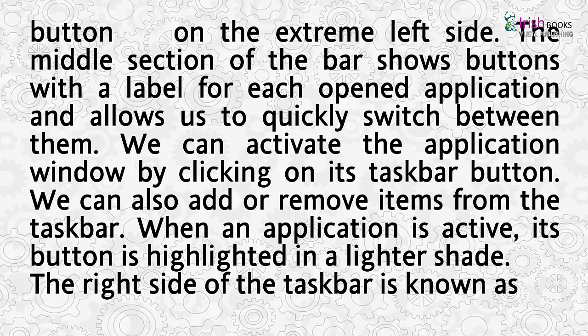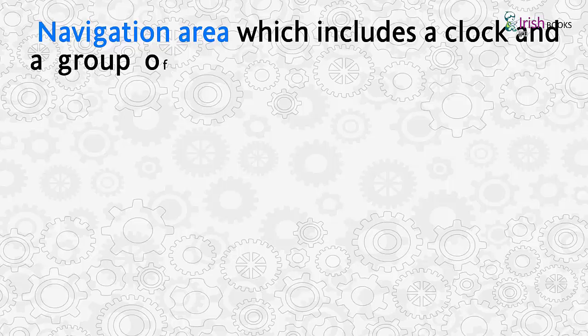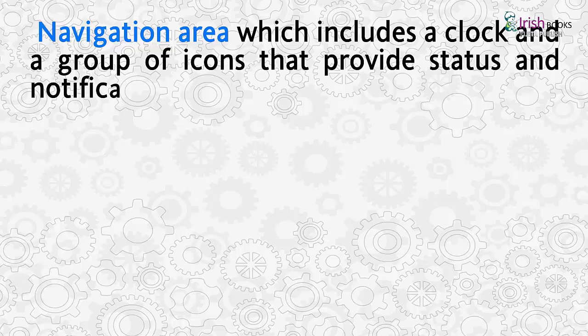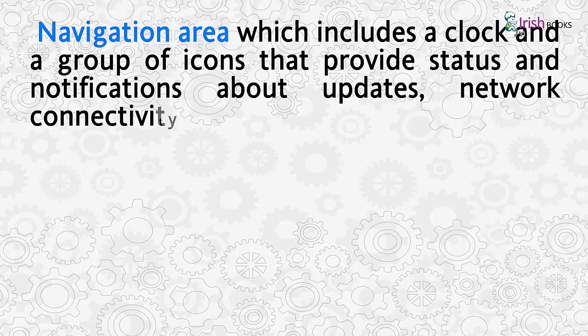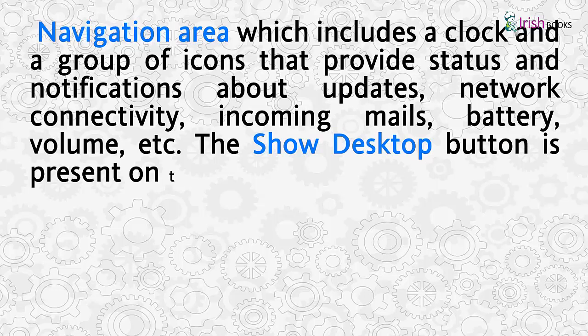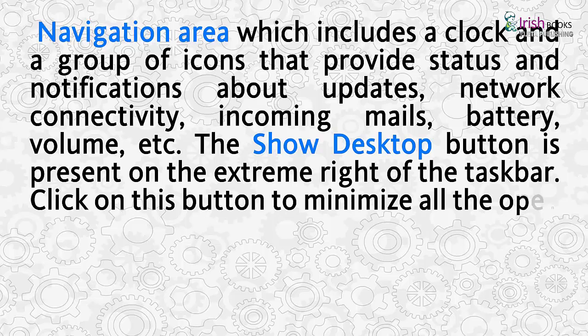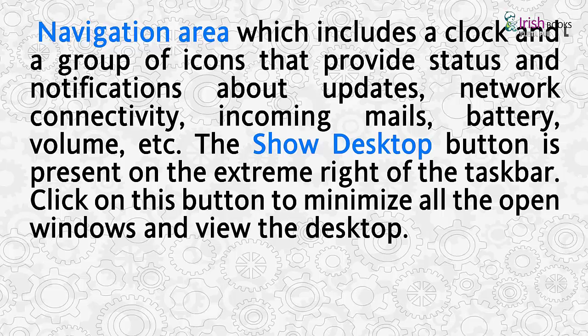The right side of the taskbar is known as the navigation area, which includes a clock and a group of icons that provides status and notifications about updates, network connectivity, incoming mails, battery, volume, etc. The Show Desktop button is present on the extreme right of the taskbar. Click on this button to minimize all the open windows and view the desktop.